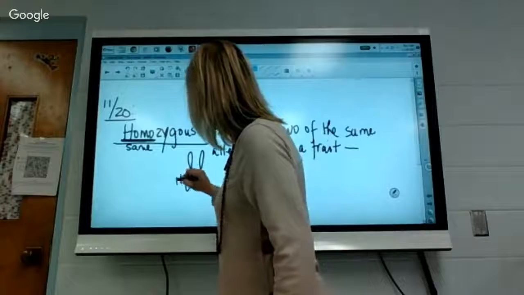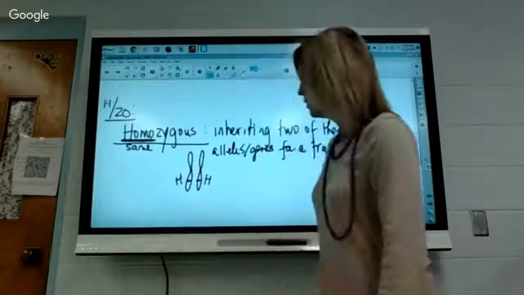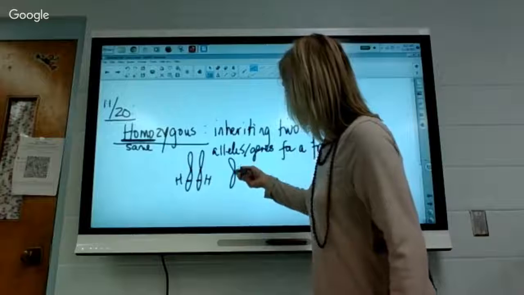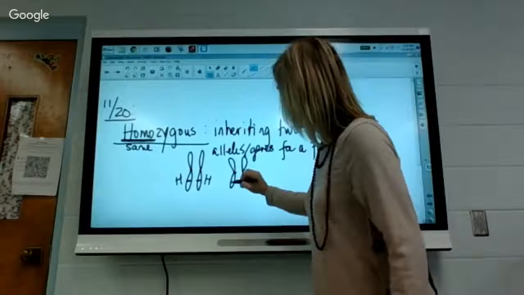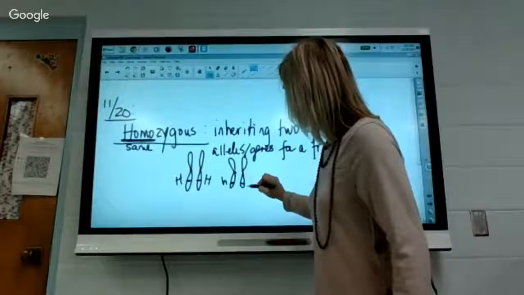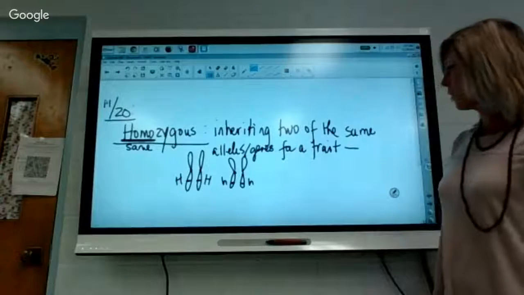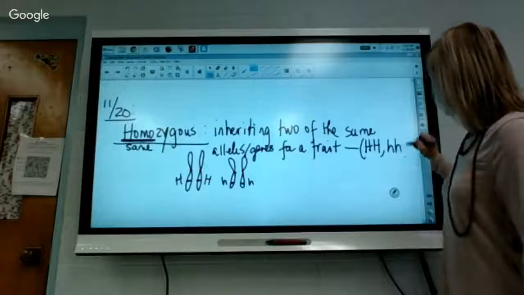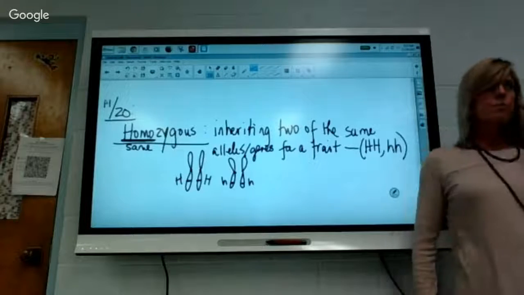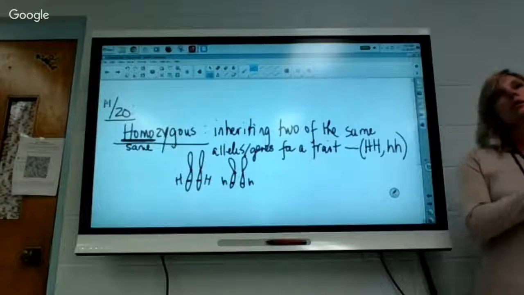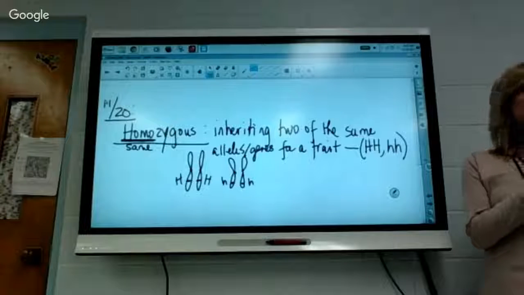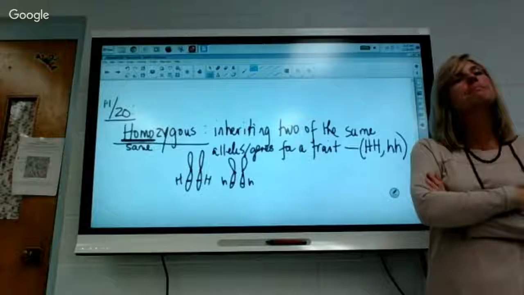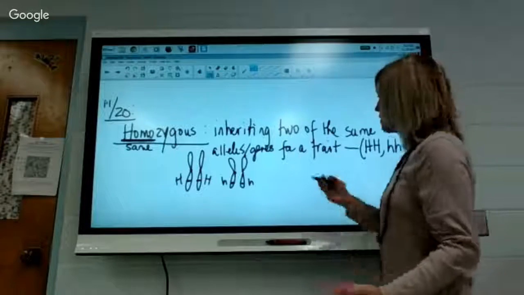for the guinea pigs, 2 big H's or 2 little h's. 2 of the same. All right. So H, H, little h. All right. For eye color, how would you write homozygous brown? Capital B, capital B. Right.